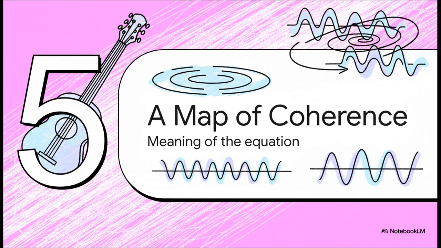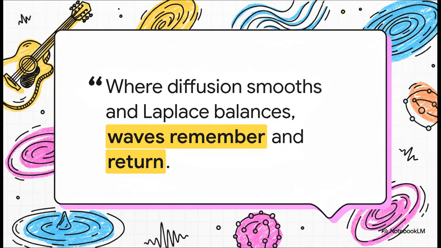Okay, so what does it all mean? What is this one single equation really telling us about the fundamental nature of our universe? I just love this quote because it really nails the unique personality of a wave. See, other things in physics, like heat spreading out, tend to smooth things out, erase the details. But waves carry information. They have a memory of where they came from, and that allows patterns to travel across insane distances and even return.